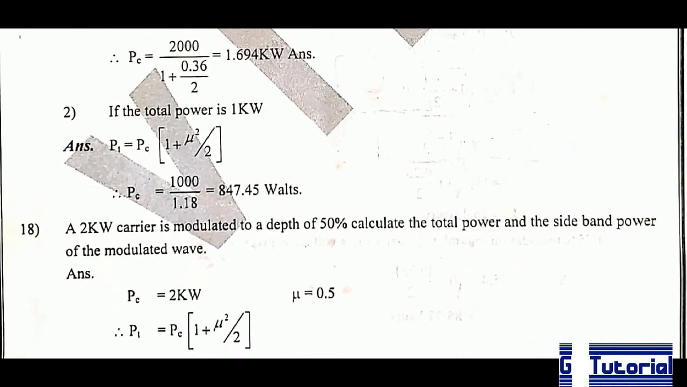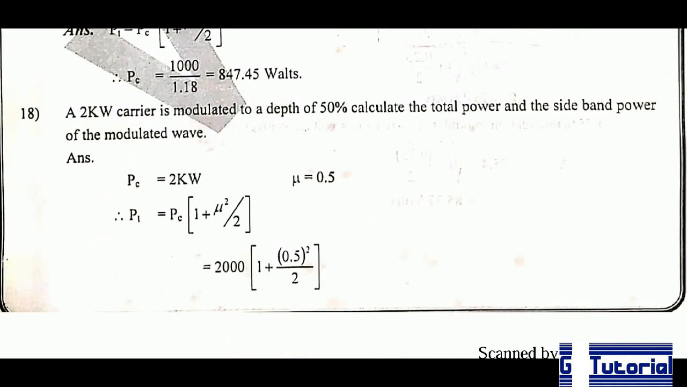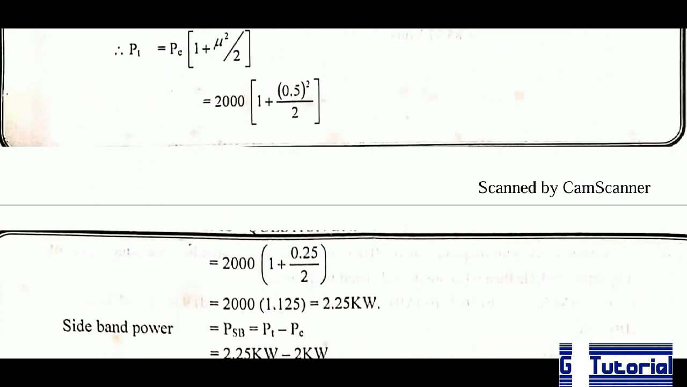Next question. A 2 kilowatt carrier is modulated to a depth of 50%. Calculate the total power and the sideband power of the modulated wave. Here we are given the value of carrier power, that is 2 kilowatt, and the depth of modulation is 50%. So mu is 50 by 100, that is 0.5. We are asked to find the total power and also the sideband power. Total power PT is equal to PC into 1 plus mu square by 2. Substituting for PC as 2000 into 1 plus 0.5 square by 2, we get the value of PT as 2.25 kilowatt.